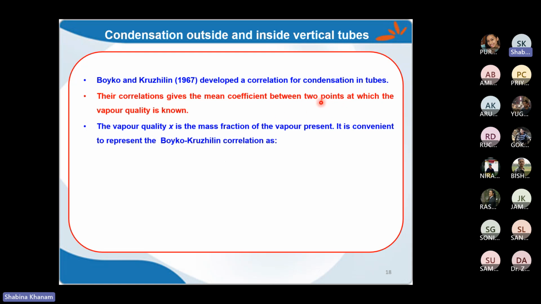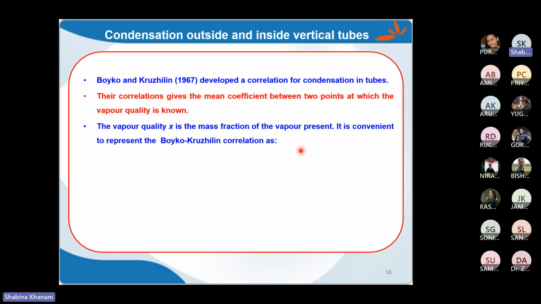So if I consider condensation, what would those points be inside the tube? One is where vapor is entering, and the second is where condensate is exiting. Only these 2 points are available, right? Vapor quality, which we usually denote by X, is the mass fraction of vapor present, so how much mass of vapor is available divided by the complete feed.